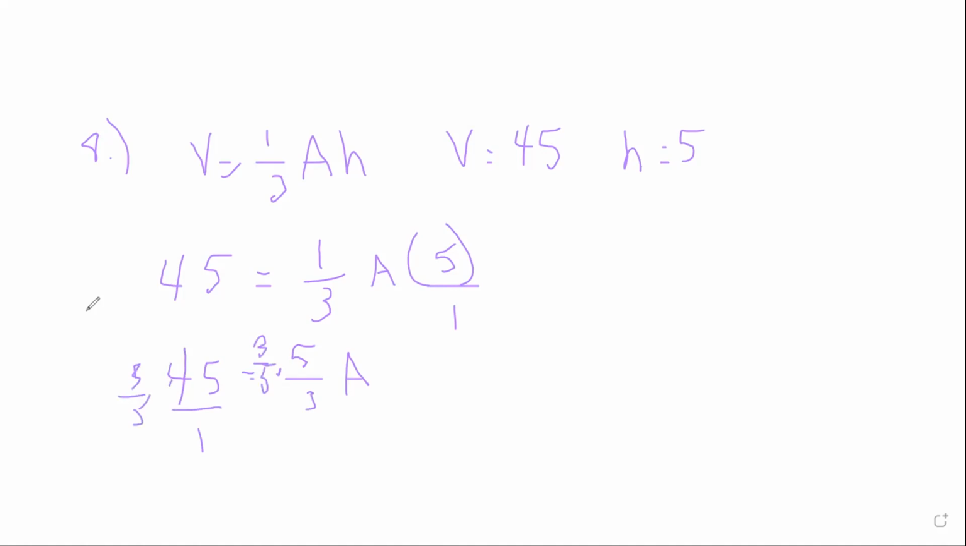Yeah, that's over 1 there. Let me get a different color so we can really see stuff canceling out. That's gone. That's gone. And then over here, the 5 will reduce to 1, and 5 goes into 45 9 times. So if I multiply straight across now, I've got 3 times 9, which is 27. And of course, on the bottom, I've just got 1, so it's just 27 is equal to A. So the area of the pyramid there on the bottom is going to be 27.